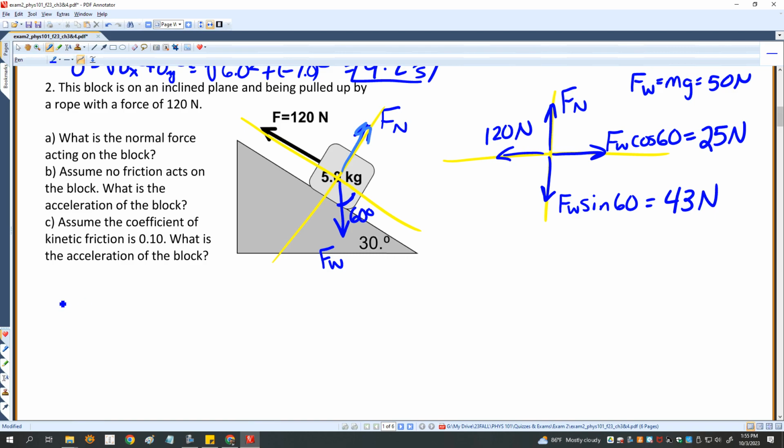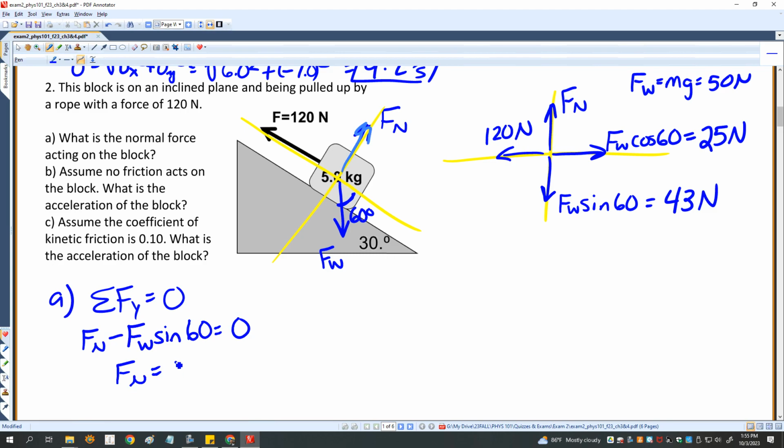Well, so I've already answered that really. If I want to know the normal force acting on the block, I say the sum of the forces in the y direction is equal to 0. That will always be the case for the inclined plane because the block isn't leaving the inclined plane. And I can say then that Fn minus Fw sine 60 is equal to 0, or Fn is equal to 43 newtons. That is the normal force.